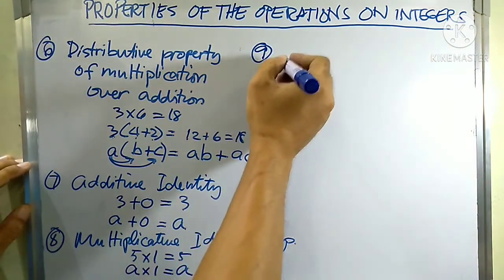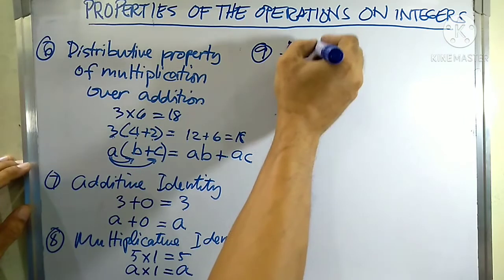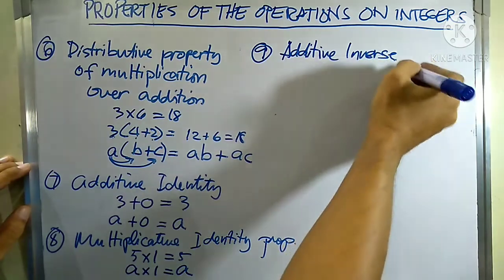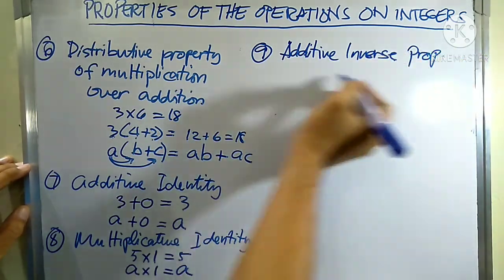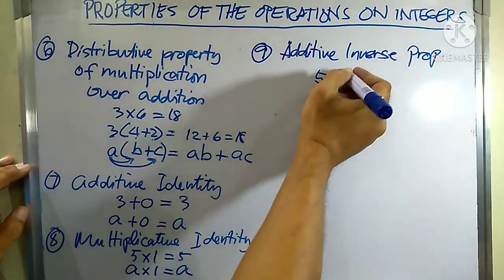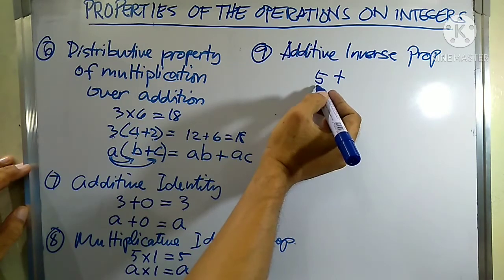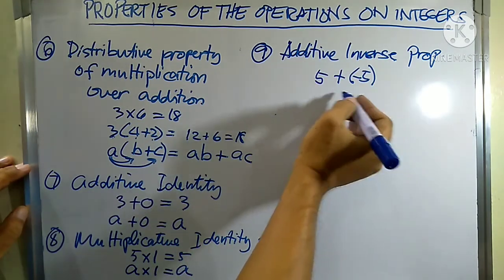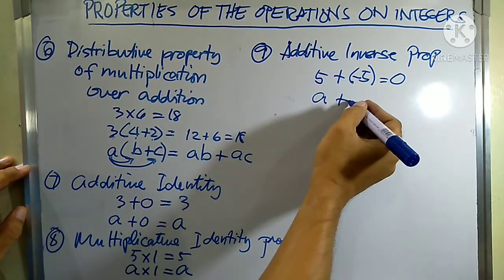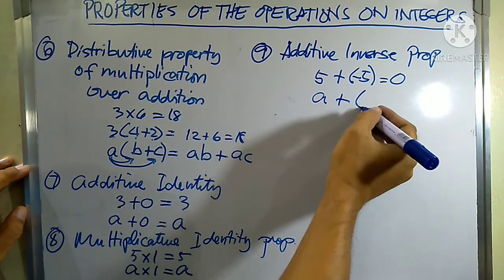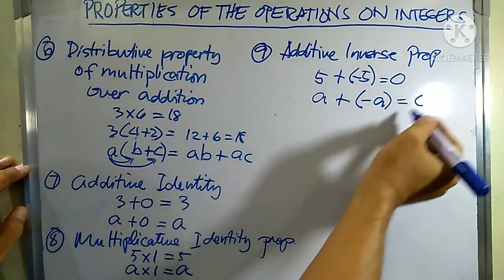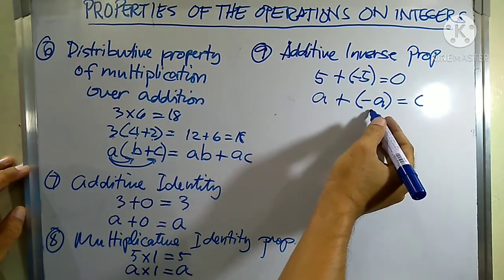Number 9. We have additive inverse property. Example, we have 5. The additive inverse of 5 is negative 5. And if we add these two, the answer is 0. Any number A added by its additive inverse, negative A, the answer is 0. The additive inverse here is negative A.